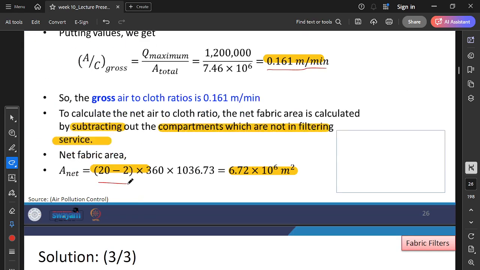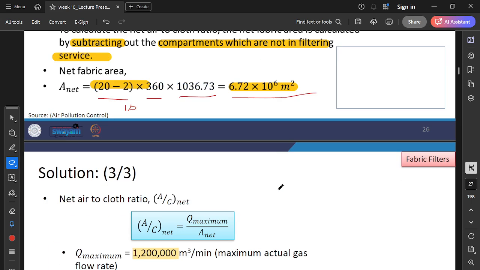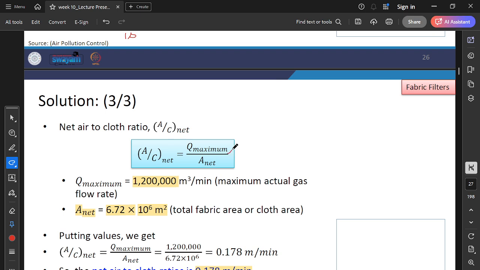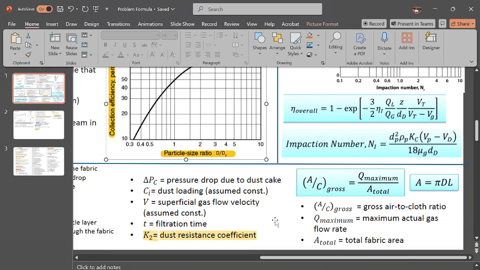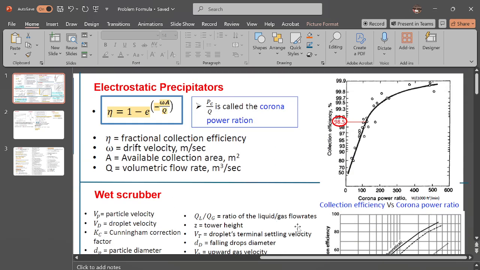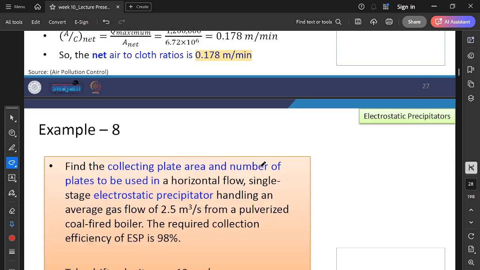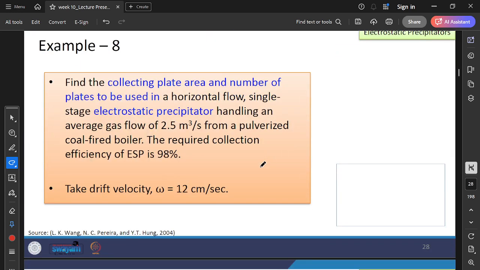So just subtract 20 minus 2, 18 into 360 into one bag's surface area, then you will get the total area, I mean the net total area. If you divide with the Q max, you will get the A by C net. So think about the whole formula page. You will get all the formulas in this one page itself. I am now moving to the electrostatic precipitators. Hope you all learnt how to solve the designs of settling gravity settlers, fabric filters, and cyclone separators.